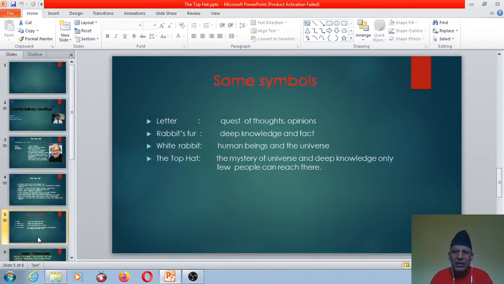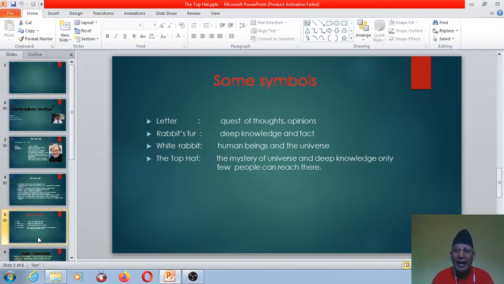Now, in this novel, there is something we have to understand symbolically. We should not understand the letter only as a letter. It symbolizes the quest of thought or opinion, a deep level of curiosity. And the rabbit's paw should be understood as deep knowledge and fact, not superficial knowledge. You have to go deep down to understand the reality. The white rabbit represents human beings in the universe, its vastness and complicated situation. It is not easy to penetrate the depth of the universe. That is symbolized by the white rabbit.